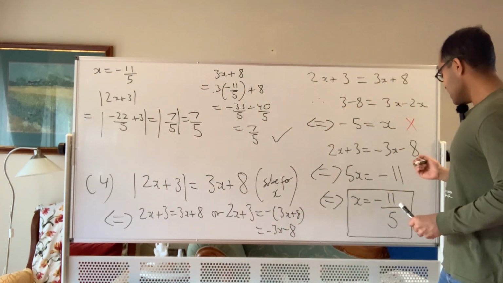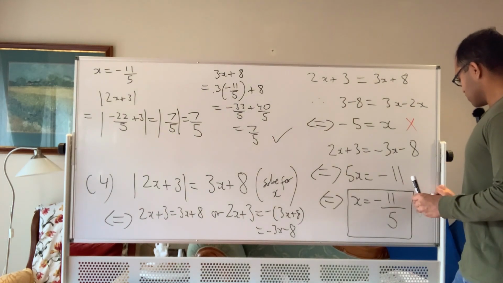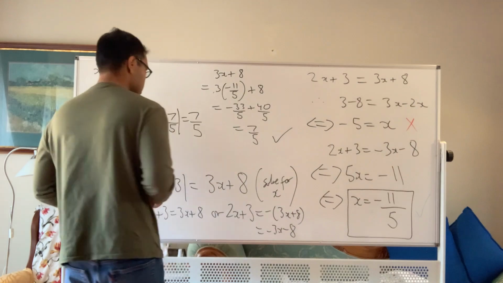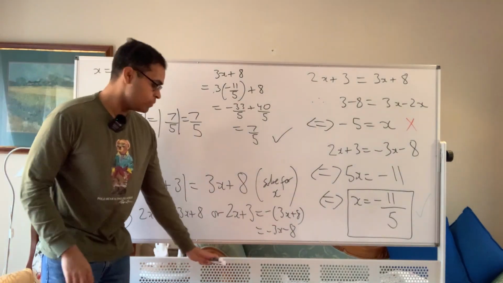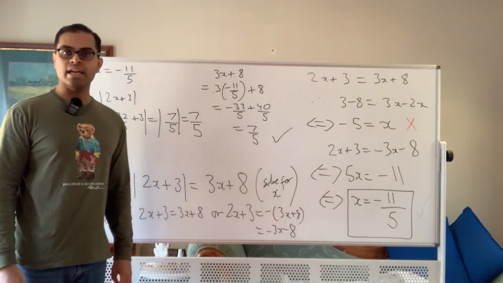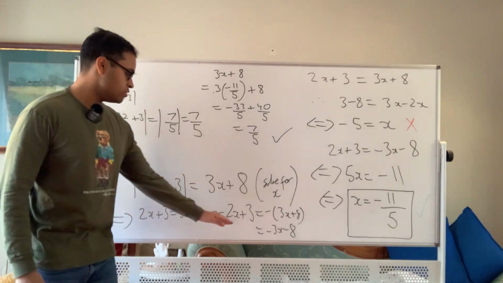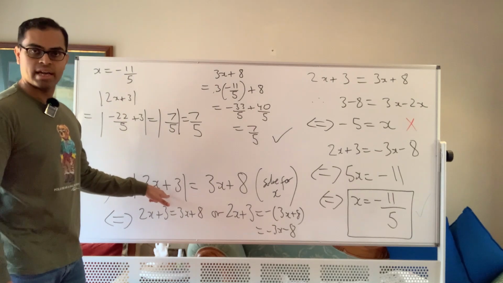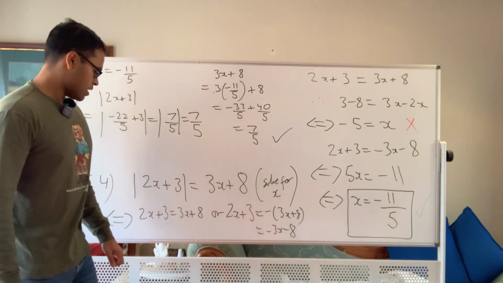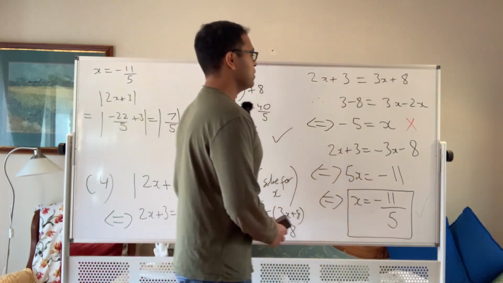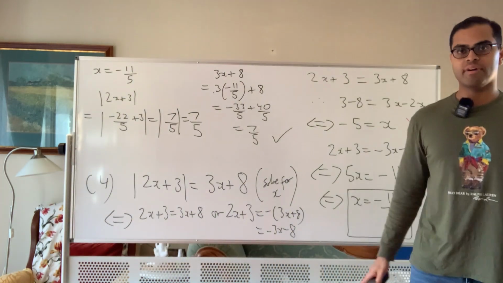Okay, so this was a subtlety in the problem which is important to keep in mind with these questions: we always have to double check that it is a solution. Because when you say something like the absolute value of 2x plus 3 is equal to 3x plus 8, and then split it up into these two pieces, it is important to note the absolute value is non-negative. So that part has to be satisfied. So that's one solution to this problem, that x equals minus 11 over 5.